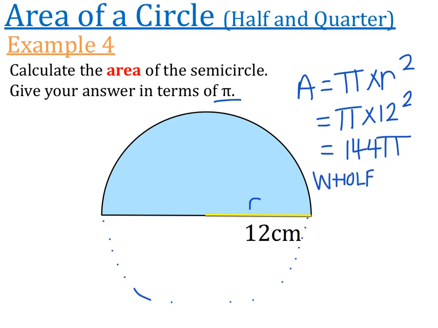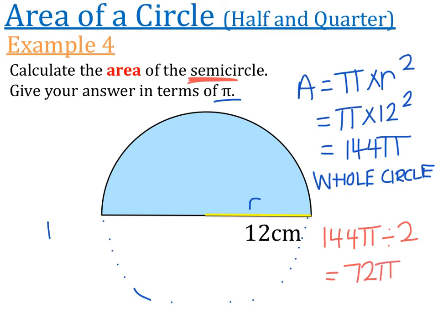Do I want the whole circle? Hopefully you're thinking to yourself, no, you don't want the whole circle. You want half a circle because it is a semicircle. So if you want a semicircle, you can just divide that by 2. 144 pi divided by 2 is 72 pi. There we go. That is the answer right there. 72 pi. We can also add our units, which are centimeters squared. All right, one last question from me.